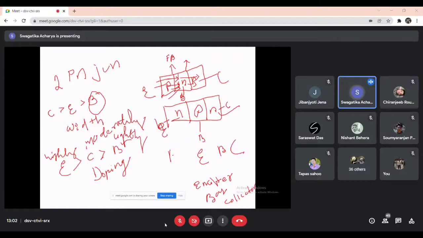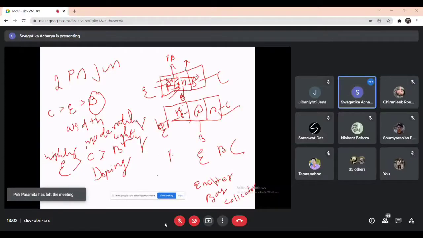In PNP, it supplies holes to the emitter base junction. When coming to NPN, it will supply electrons, because in N type material the majority charge carriers are electrons. In case of P type, the majority charge carriers are holes, so it will inject holes towards this junction, or in case of NPN, it will inject electrons, right? So this junction is called the emitter base junction.